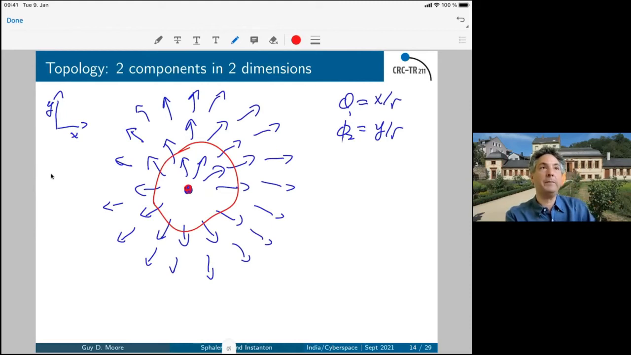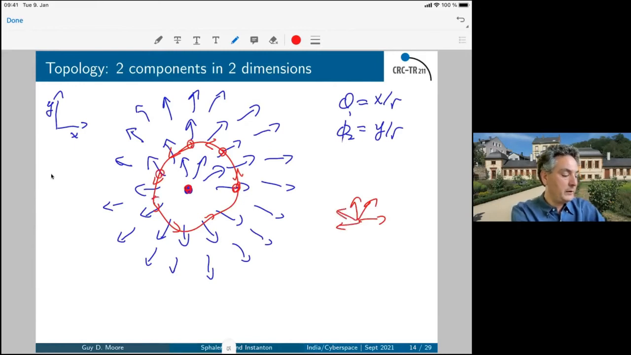It's impossible. And the way to see that it's impossible is to consider what happens as I go around the edge of this region to the direction that the field is pointing. Here, the field is pointing this way. Here, the field's pointing this way. Here, the field's pointing this way. Here, it's pointing that way, that way. As I go around this loop, the direction loops around.